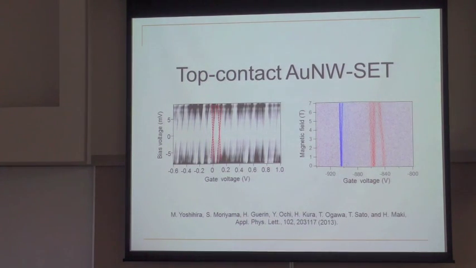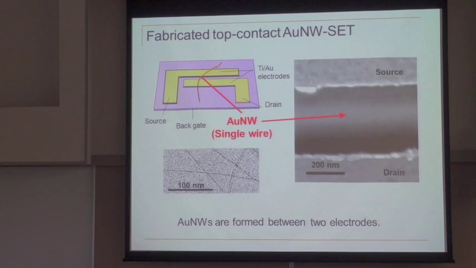So, I will talk about the top contact gold nanowire device. This is the fabricated top contact nanowire device. On the electrode, we dispersed nanowire, and nanowires formed between two electrodes.